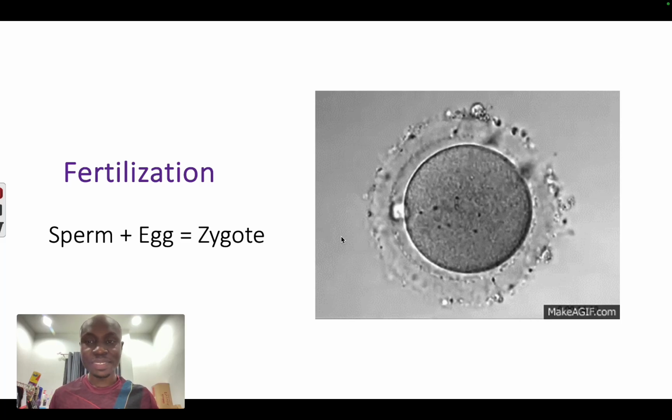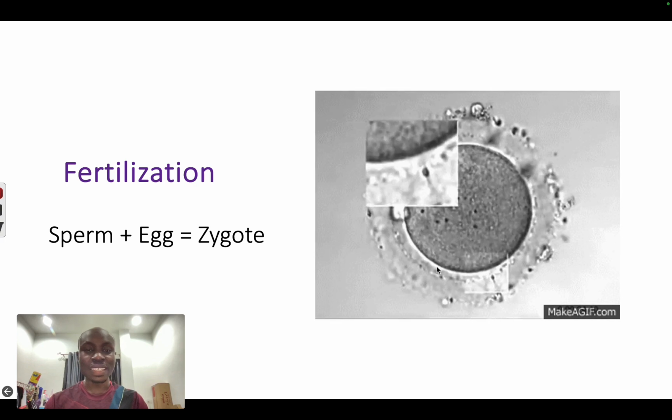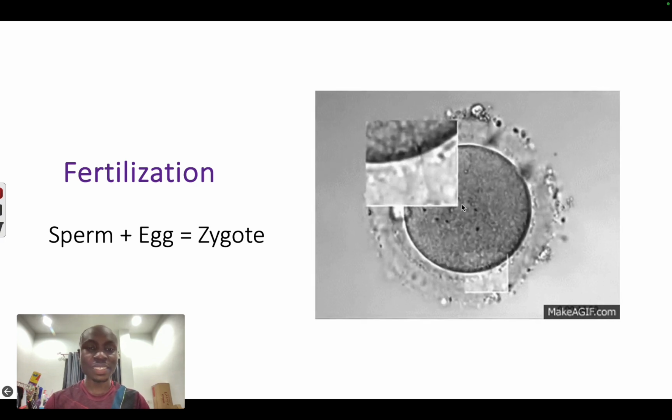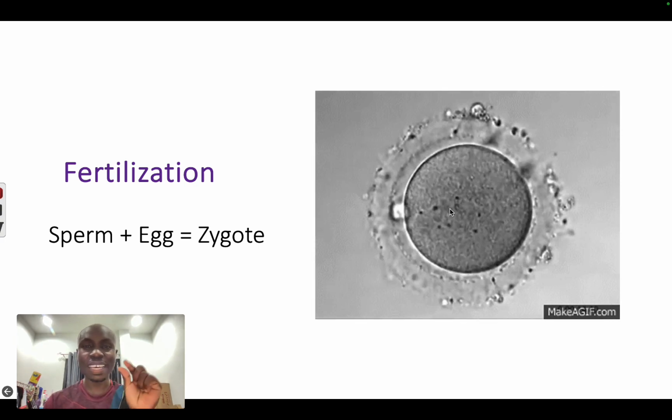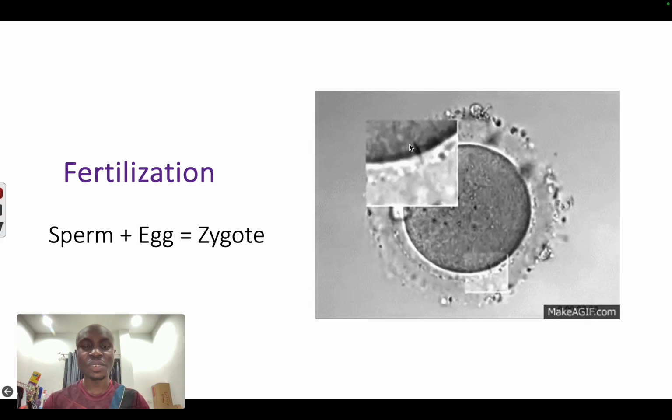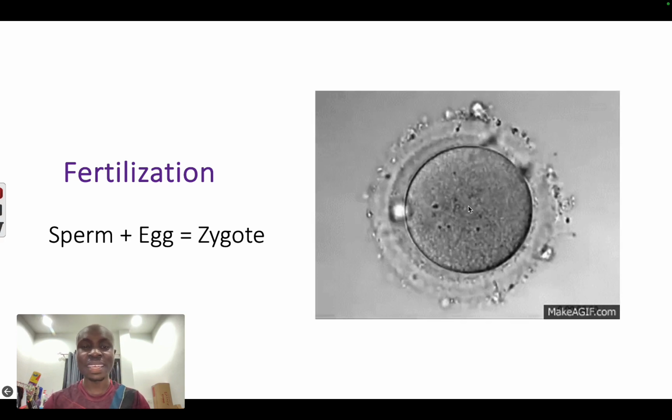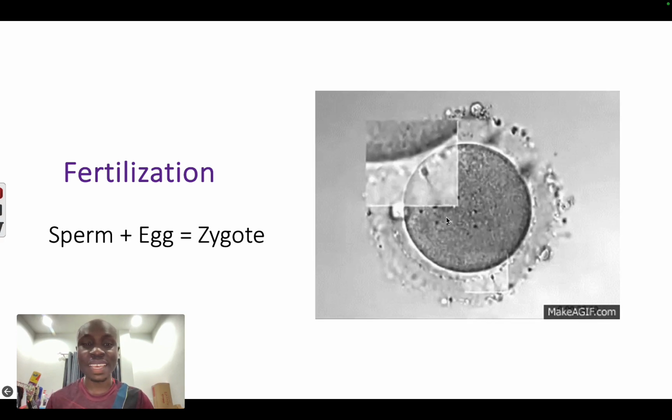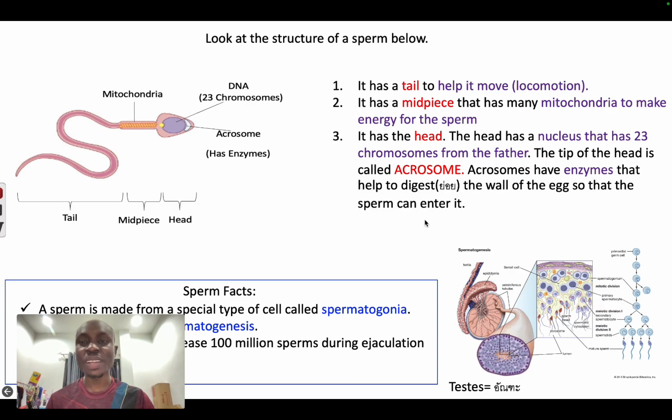Hello, welcome. In this video, we are going to talk about fertilization, which is when the sperm and the egg join together to form one cell we call a zygote. In this video, you see a very small, tiny sperm trying to enter a very big egg to form a zygote. But first, let's look at the structure of a sperm.